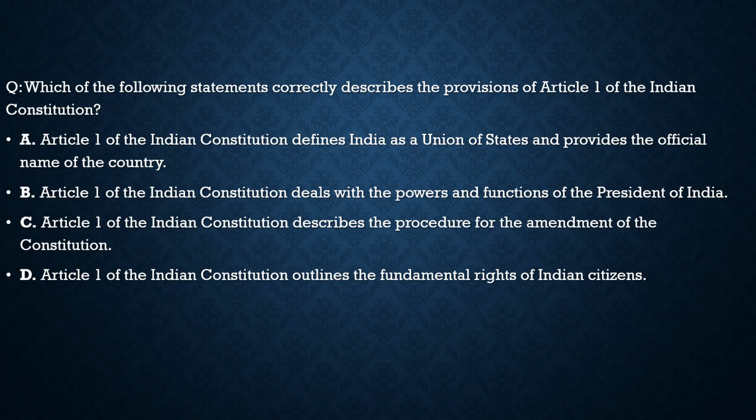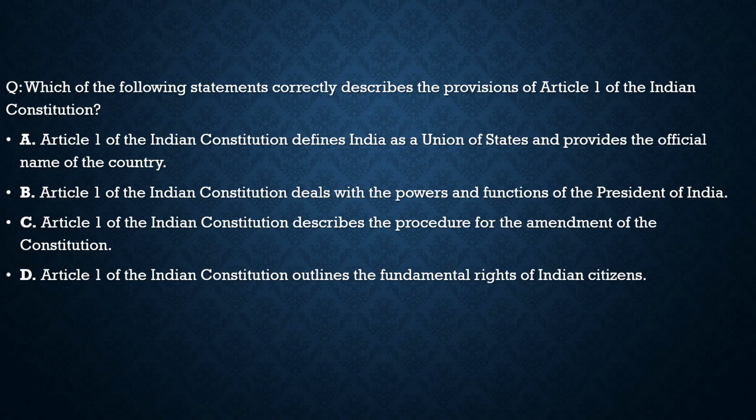Statement A. Article 1 of the Indian Constitution defines India as a Union of States and provides the official name of the country. 100% correct, nothing wrong with it. Statement B. Article 1 deals with the powers and the functions of the President of India. Totally incorrect, an absurd statement. Statement C. Article 1 describes the procedure for the amendment of the Constitution.